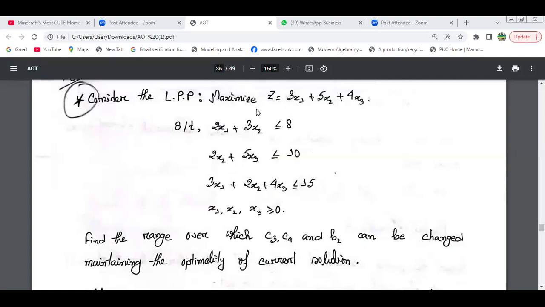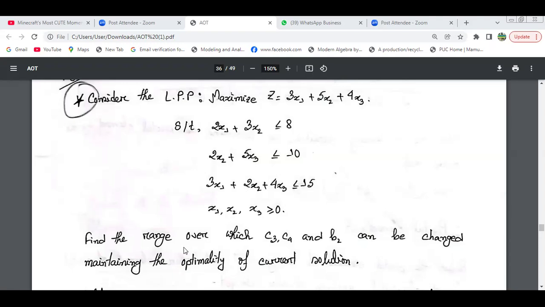Consider the linear programming problem. Maximize z equals 3x1 plus 5x2 plus 4x3 subject to the constraints: 2x1 plus 3x2 less than or equal to 8, 2x2 plus 5x3 less than or equal to 10, 3x1 plus 2x2 plus 4x3 less than or equal to 15. That means three constraints and decision variables x1, x2, x3 greater than or equal to 0. This is the objective function, constraints, and non-negativity restriction. So wholly this is a linear programming problem.